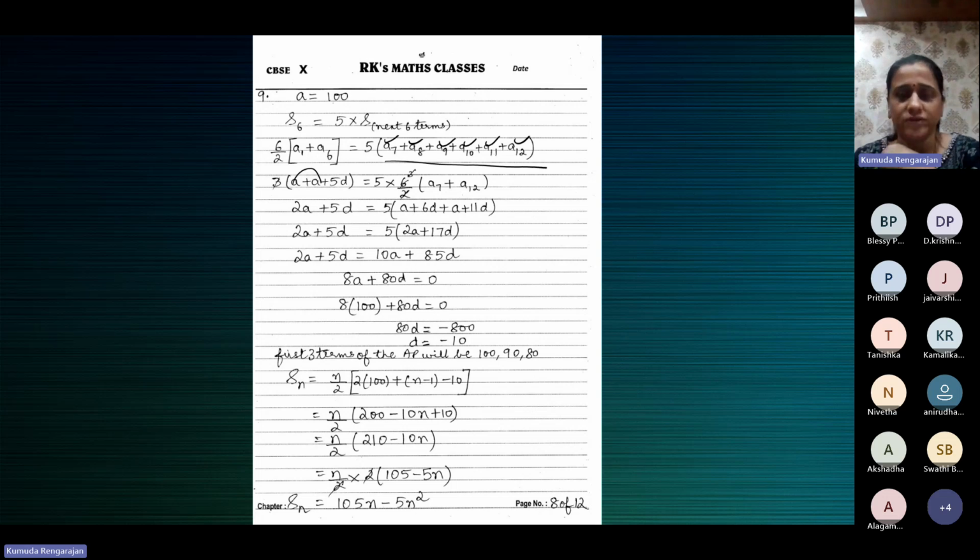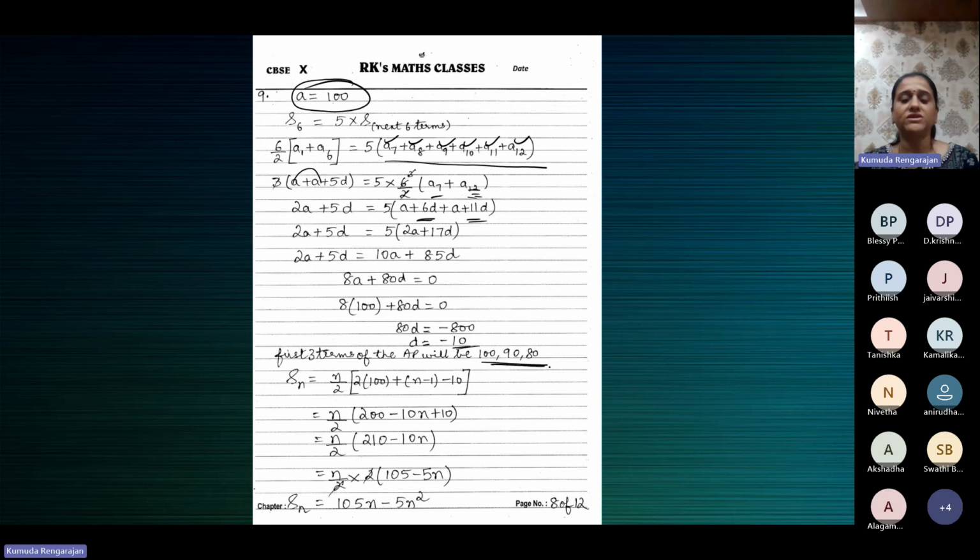I've worked in a different way. I'll tell you that S12 minus S6 also. How many terms are here? 6 terms. So 6 by 2 of the first term plus the last term. First term is A7 and the last term is A12. A7 means A plus 6D. A12 is A plus 11D. So when you work this, you're able to find the value. And you know A is 100. You're given A is 100. So you can find the value of D. It's minus 10.